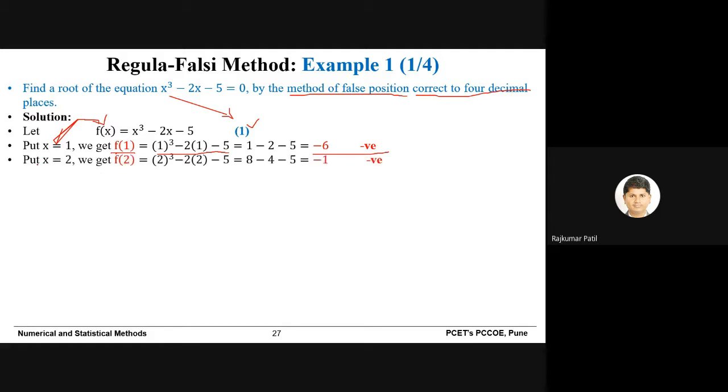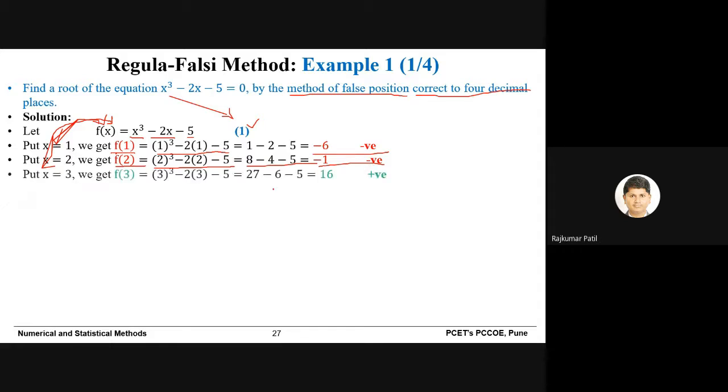Again, we will put x equal to 2 in equation number 1. So f of 2 will be equal to 2 cube minus 2 into 2 minus 5. Upon simplification, you will get f of 2 with a negative sign. So f of 1 and f of 2 both have negative signs, so there is no root between 1 and 2, we can say.